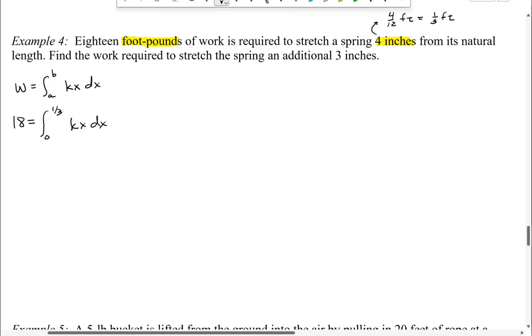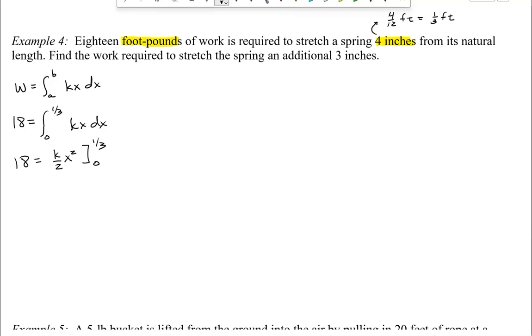So just to read through that first sentence again, we have 18 foot-pounds is the work done in stretching the spring from its natural length to 1/3 of a foot beyond. kx is our Hooke's law, right? Our force, our variable force that we're integrating, dx. And so now we can solve for k. We can find our spring constant because we can integrate. We're going to get k over 2 x squared evaluated from 0 to 1/3.